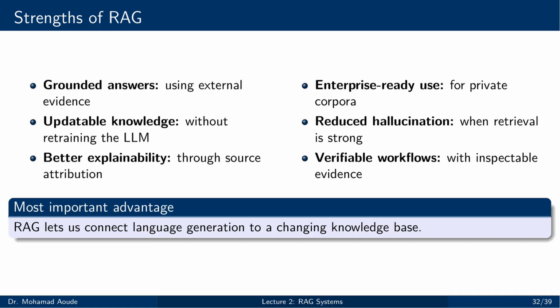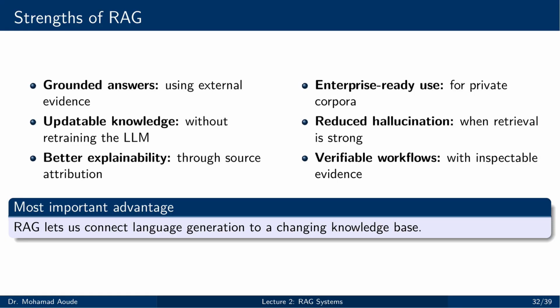At this stage, we can now appreciate the real strengths of RAG. First, it supports grounded answers by using external evidence. Second, it allows knowledge to be updated without retraining the language model. Third, it improves explainability by making source attribution possible. It is also highly practical for enterprise and institutional use, because it works well over private corpora. Instead of rebuilding the model whenever documents change, we update the index knowledge base. This is a huge advantage in real environments where content evolves continuously.